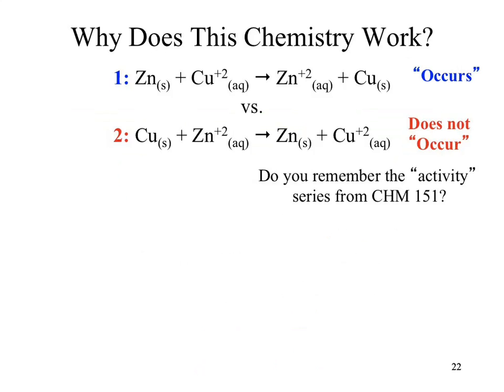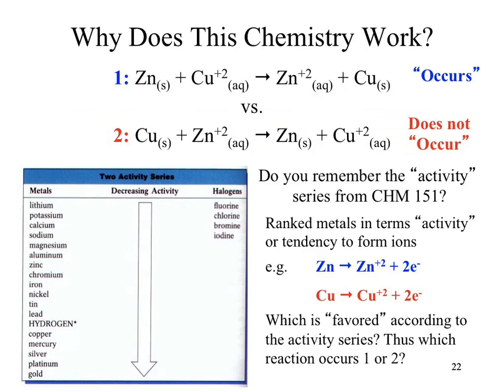So what we could do is go back to 151. You guys remember your activity series? We could look at an activity series for this. And if we went back and looked at this, we could identify our zinc and our copper. The activity series represented what? So if we took lithium versus gold, what are we saying? Let's go to lithium versus gold first. Decreasing activity. What's the activity we're referring to? Its desire to become an ion.